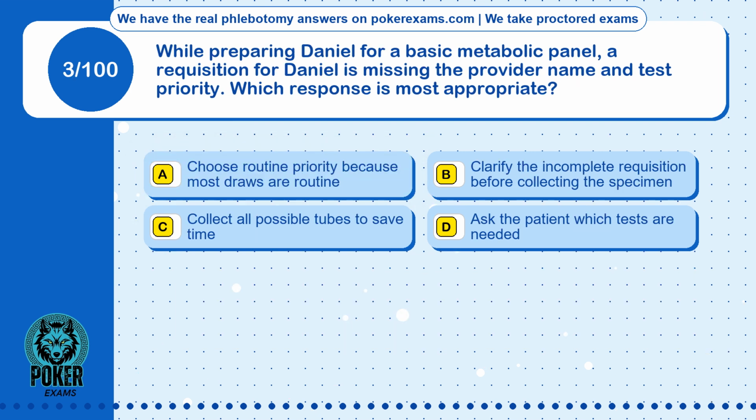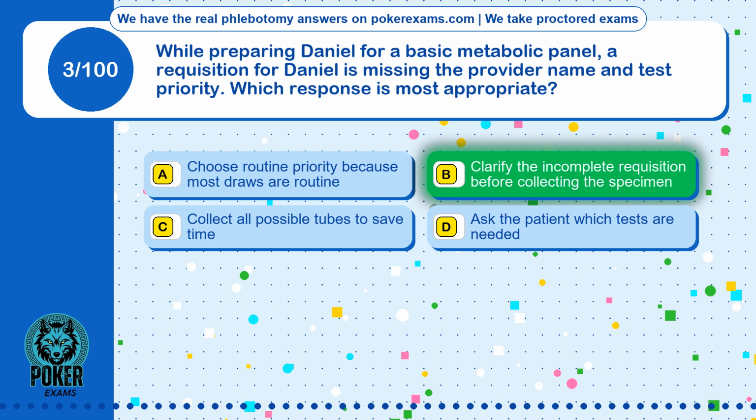Question 3. While preparing Daniel for a basic metabolic panel, a requisition for Daniel is missing the provider name and test priority. Which response is most appropriate? Option A. Choose routine priority because most draws are routine. Option B. Clarify the incomplete requisition before collecting the specimen. Option C. Collect all possible tubes to save time. Option D. Ask the patient which tests are needed.